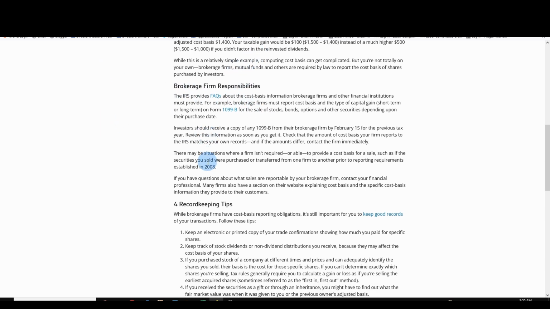Brokerage firms' responsibilities. The IRS provides FAQs about the cost basis information brokerage firms and other financial institutions must provide. For example, brokerage firms must report cost basis and the type of capital gain, short-term or long-term, on Form 1099-B for the sale of stock, bonds, options, and other securities, depending on their purchase date. Investors should receive a copy of any 1099-B from their brokerage firm by February 15th from the previous year. Review this information as soon as you get it. Check that the amount of cost basis your firm reports to the IRS matches your own records, and if the amounts differ, contact the firm immediately.